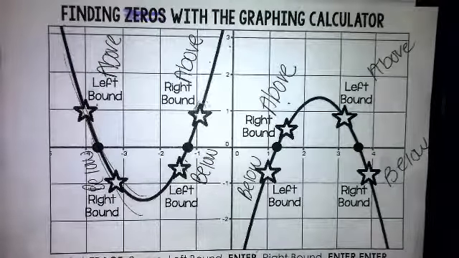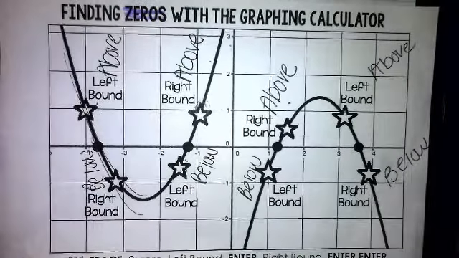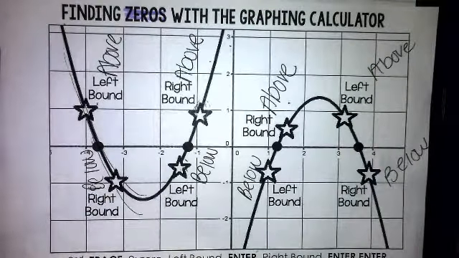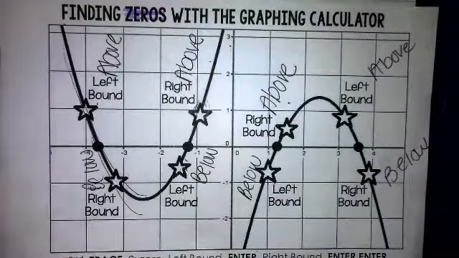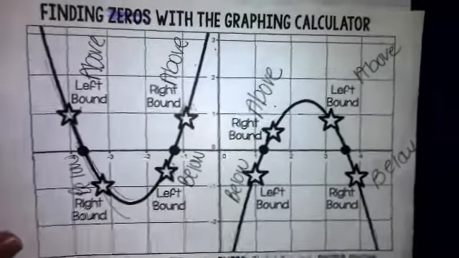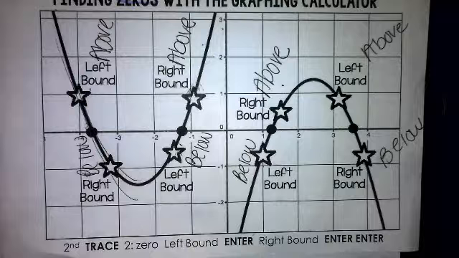So what I want you to do is look at number 1 on the paper you have in front of you right now. And kind of keep these side by side, your note sheet and this example sheet right here. Okay, so we're going to find zeros with the graphing calculator.